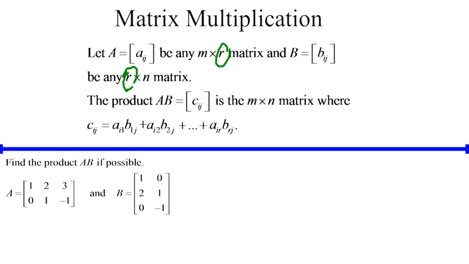The order or dimensions of our product will be the rows of our first matrix and the columns of our second matrix. Okay, so something you have to be aware of. If we're even going to multiply two matrices together, the columns of the first have to equal the rows of the second matrix. And then the rows of our first combined with the columns of the second will be the order of the product.